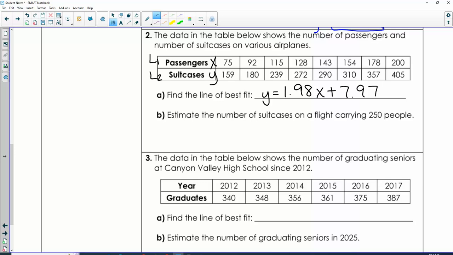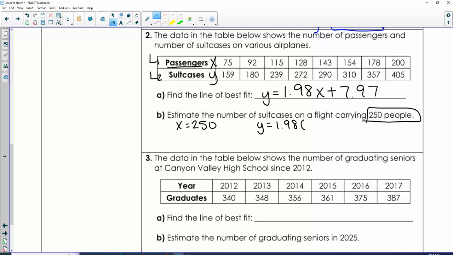So now part B, we are going to use the equation. So estimate the number of suitcases on a flight carrying 250 people. So if I look back at my table, 250 people, that's my passengers. That was my X. So I'm telling you X is 250. So I'm going to plug that in.